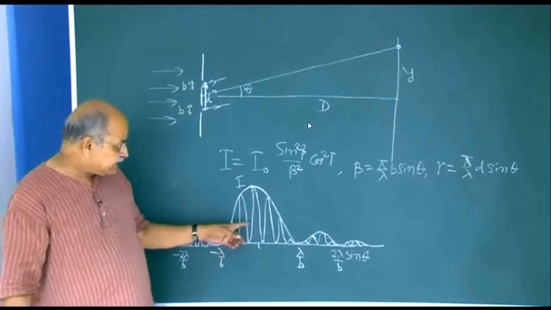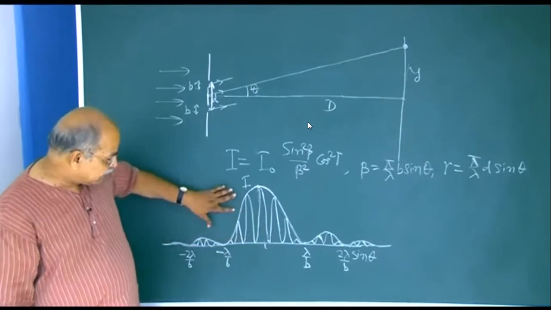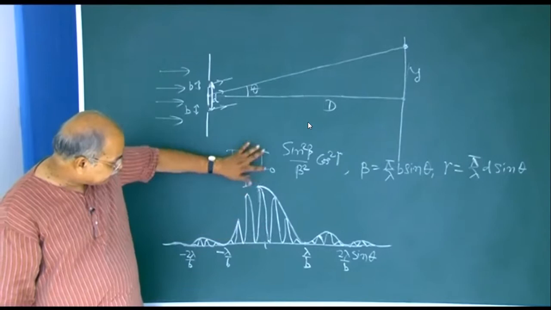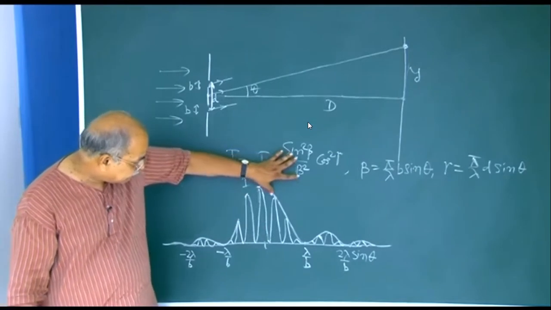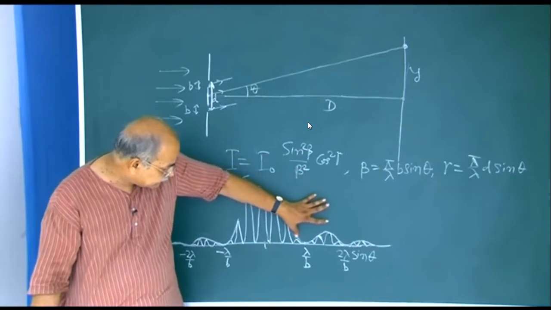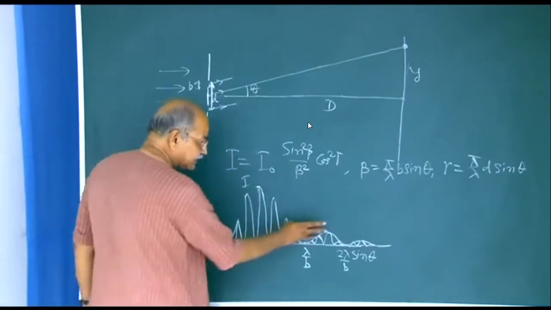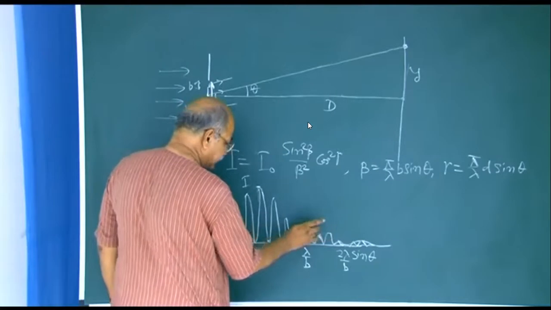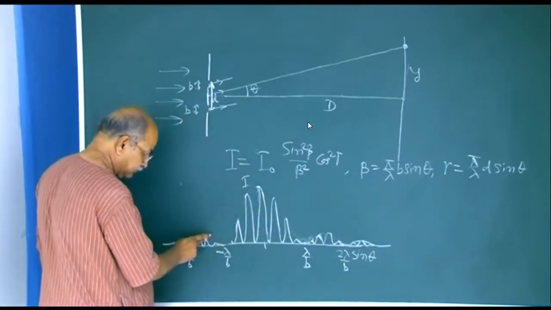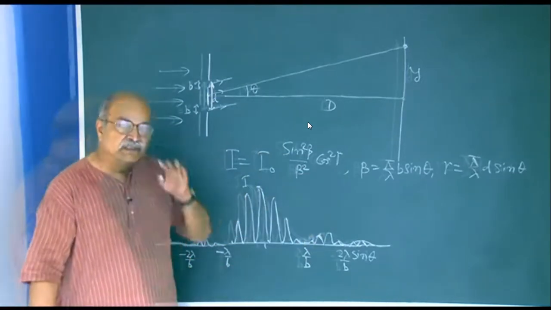So the intensity variation is given by this inner line. If you wish, you can remove that outer envelope, and this gives you the intensity. This is the graph of intensity as a function of sine theta, like this. This is the kind of intensity variation.